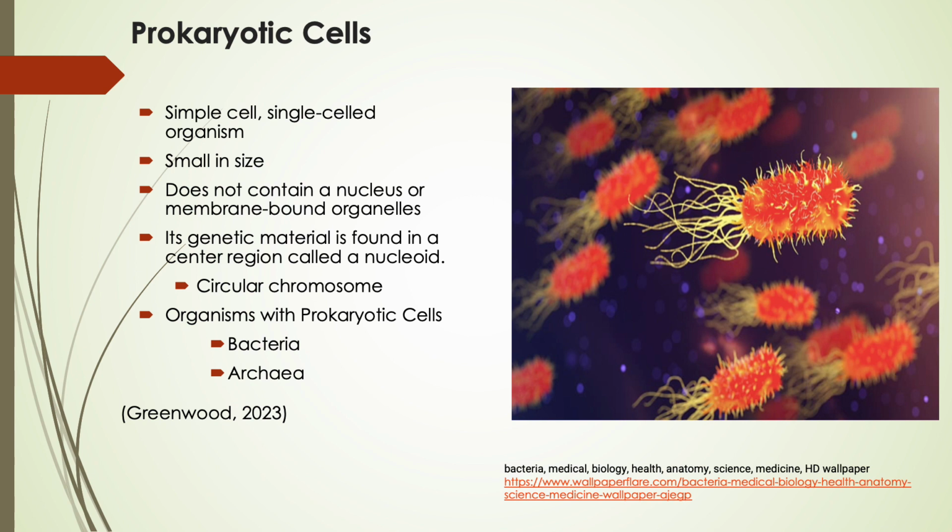These are single-celled organisms. They are small in size, usually ranging from 10 to 100 micrometers in diameter. As stated before, they do not have a nucleus or membrane-bound organelles. The genetic material found in prokaryotic cells is in a central region in the cytoplasm of the cell called the nucleoid region. The DNA is a single, large loop known as a circular chromosome. The organisms that have prokaryotic cells are bacteria and archaea.